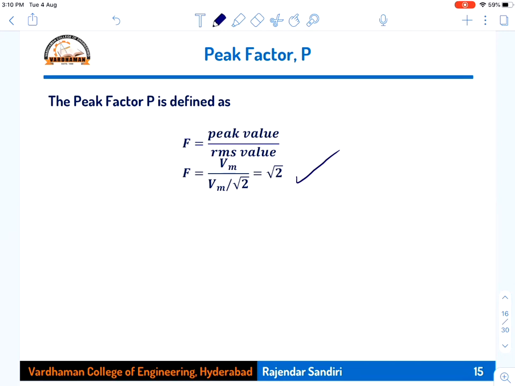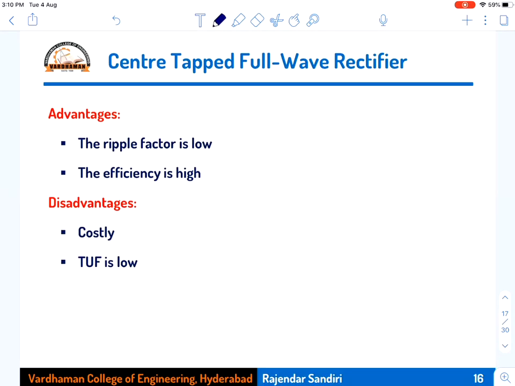So like that, all the disadvantages that we have seen in the half wave rectifier are improved in the case of the full wave rectifier. Ripple factor is decreased, and efficiency and transformer utilization factor are both increased. So therefore, the full wave rectifier is better than the half wave rectifier in all these parameters. Now, you can even say what the advantages and disadvantages of this center tapped full wave rectifier are. Ripple factor is low, efficiency is high, advantages. You can write the third one also as transformer utilization factor is also high.